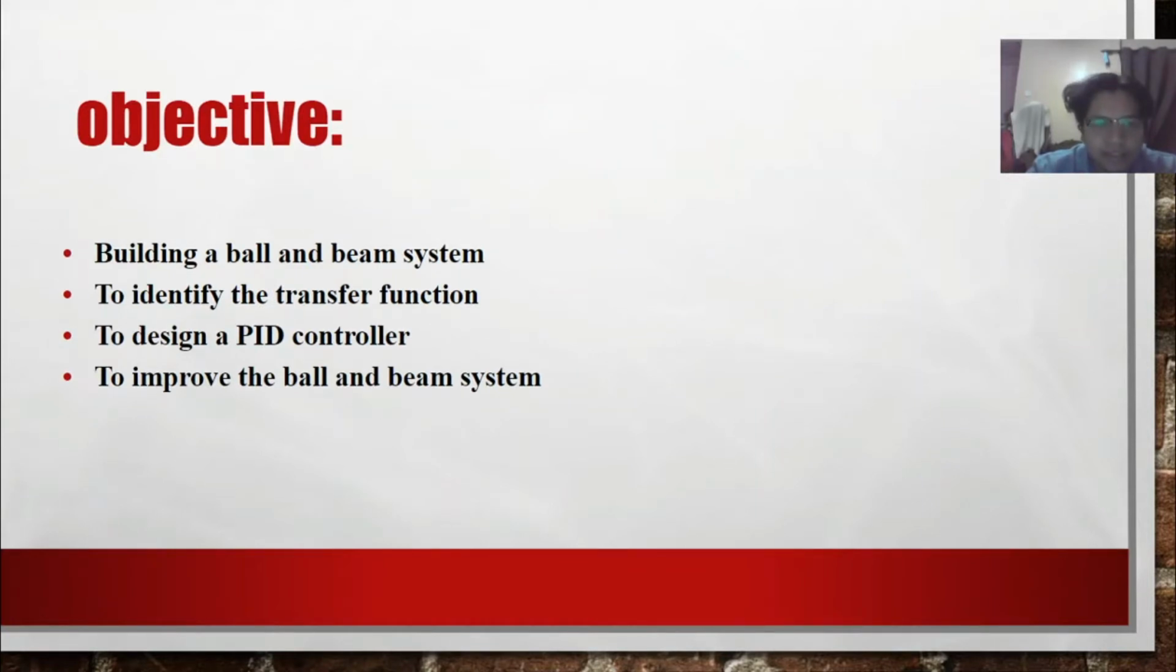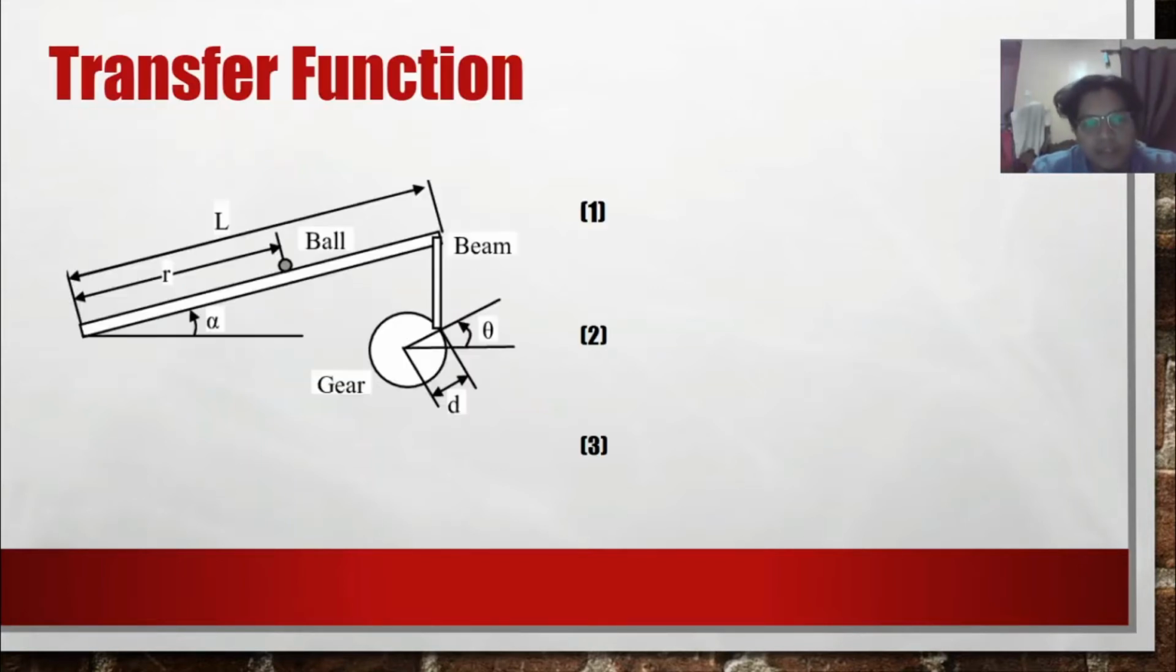The objective of this project is, first, building a ball and beam system with MATLAB simulating software, which allows you to analyze the system performance without having to do an experiment. Second, to identify the transfer function and stability of the system. Third, to design a PID controller to improve the response of the system using MATLAB simulating software. Fourth, to improve the ball and beam system using MATLAB simulating software.